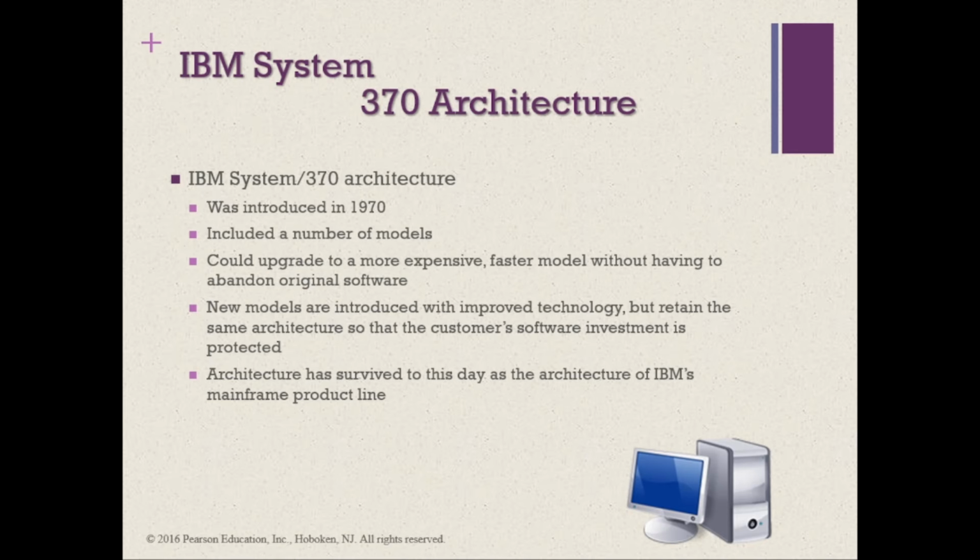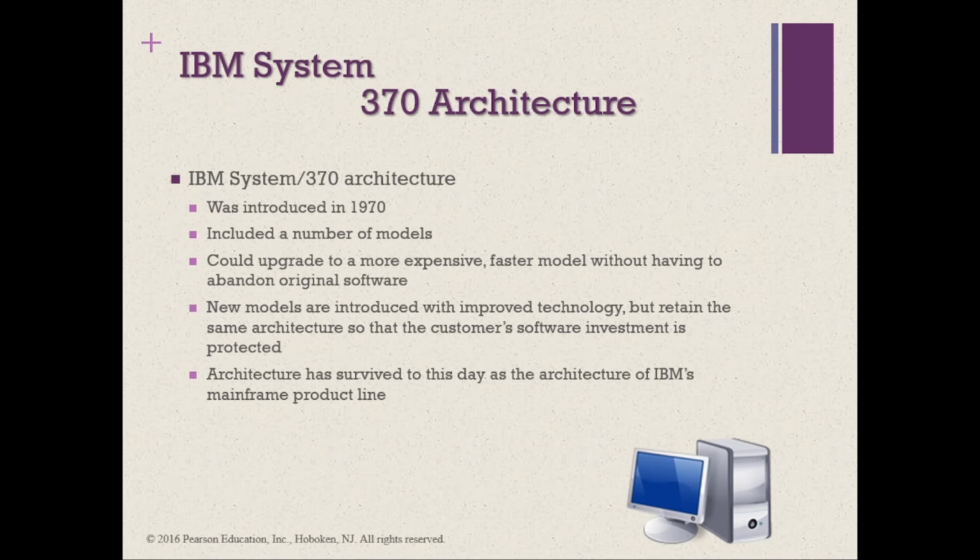So this architecture was first introduced in 1970 and included a number of models. The customer with modest requirements could buy a cheaper, slower model, and if demand increased, later upgrade to a more expensive, faster model without having to abandon software that had already been developed. Over the years, IBM has introduced many new models with improved technology to replace older models, offering the customer greater speed, lower cost, or both. These newer models retain the same architecture so that the customer's software investment was protected.